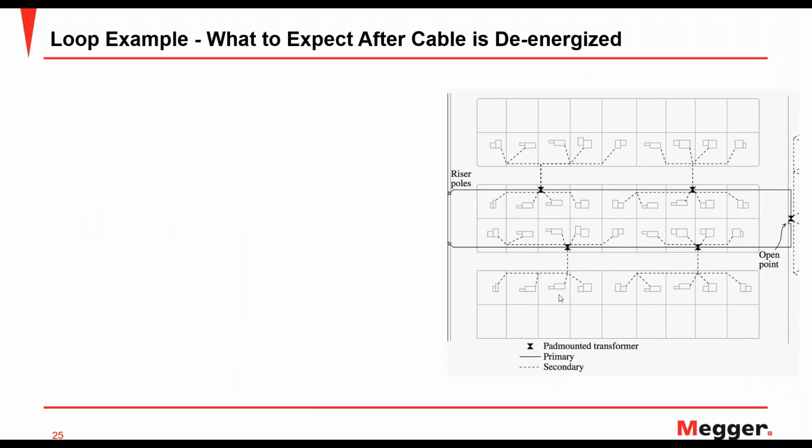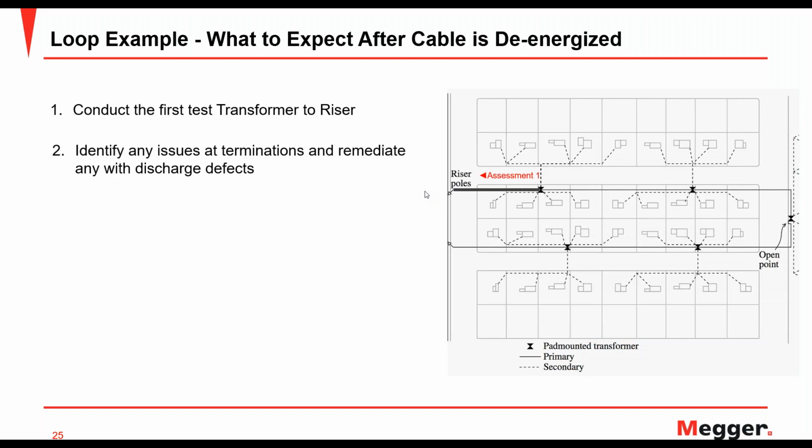So what can you expect after the cable is de-energized? What we've done here is show a loop of 6 cables from riser to riser, going through the neighborhood. And what you can expect is, we're going to set up with the van at the first transformer here, and conduct the first test from transformer to riser. We're going to identify any issues of terminations because they're above ground, and remediate any that have any discharge right there. So we're going to initially remediate any termination issues that we see right away.